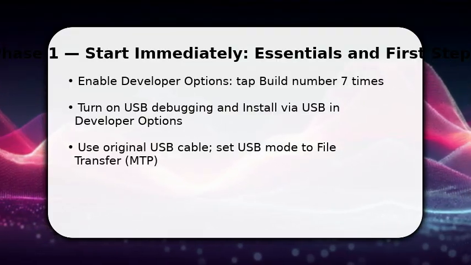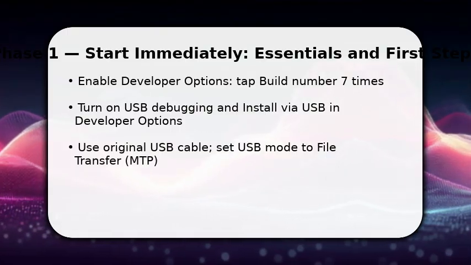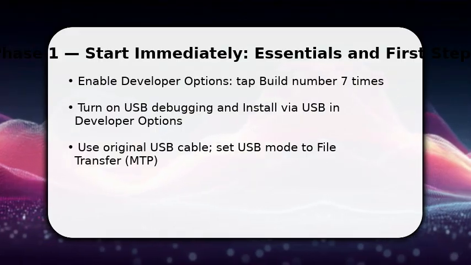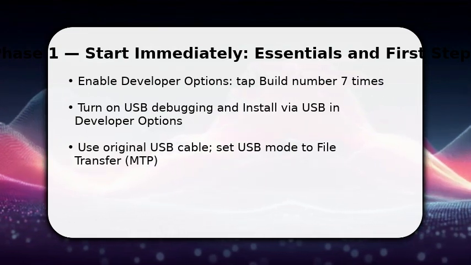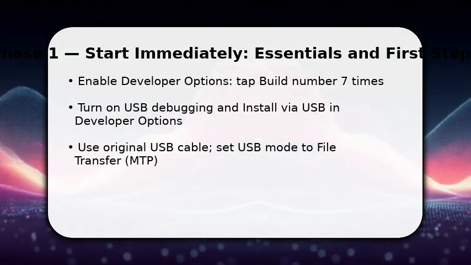On your computer, install ADB tools and the OEM USB driver. Once they're installed, open a terminal and run adb devices to verify connection. If your device prompts to allow USB debugging, accept it. This is the handshake that lets ADB control app permissions and packages.